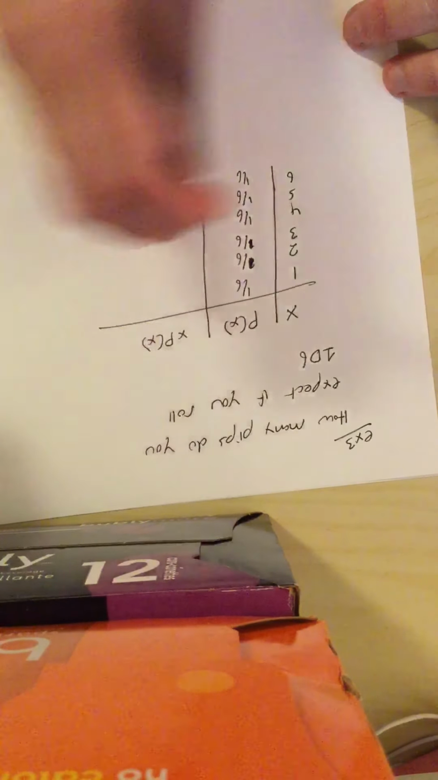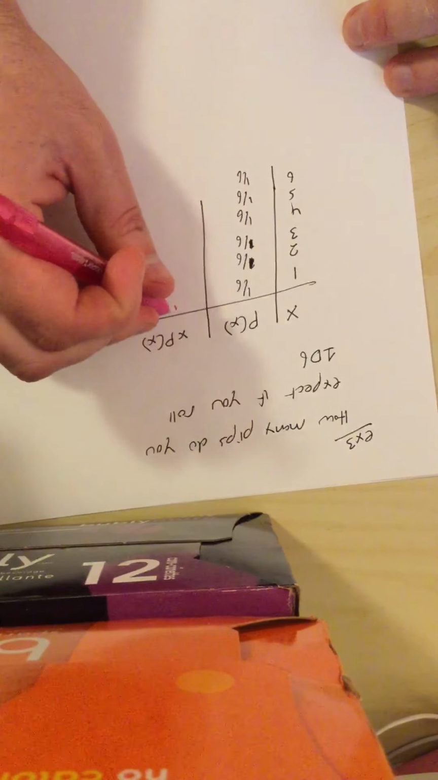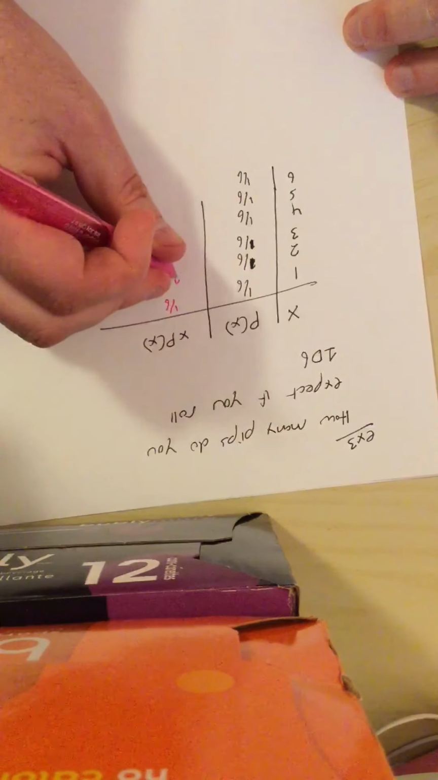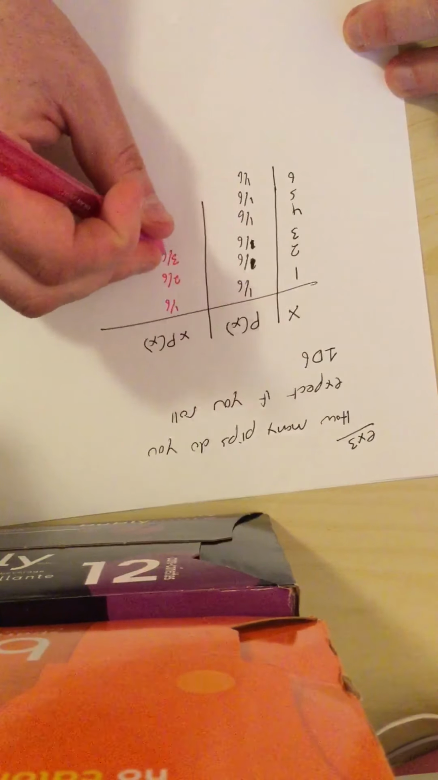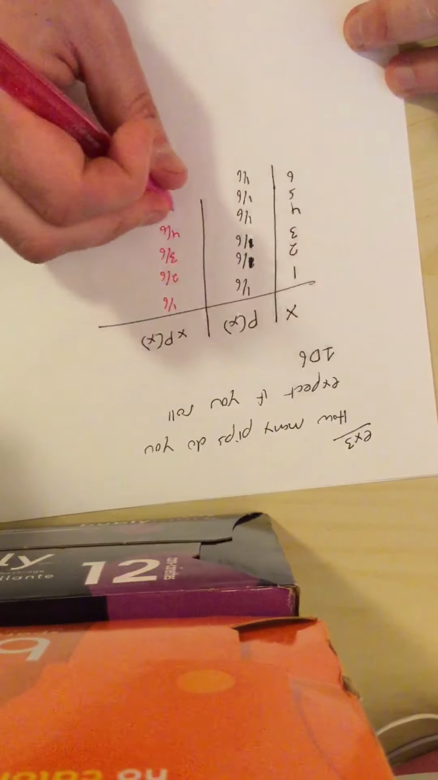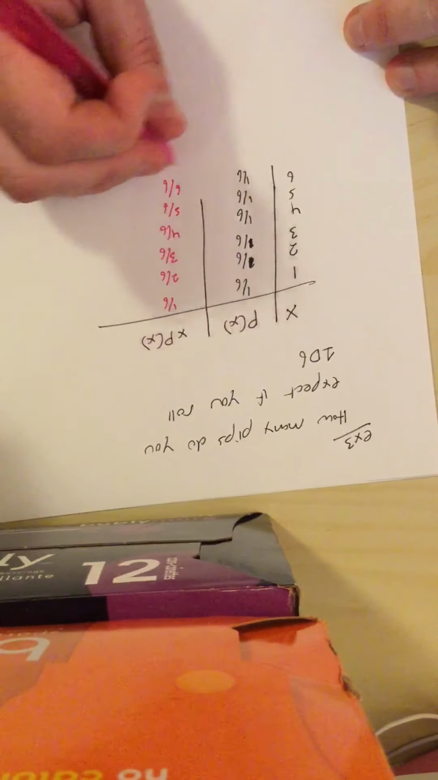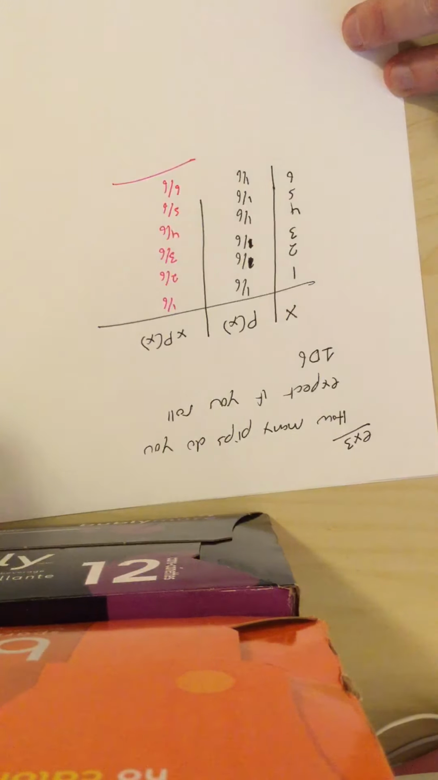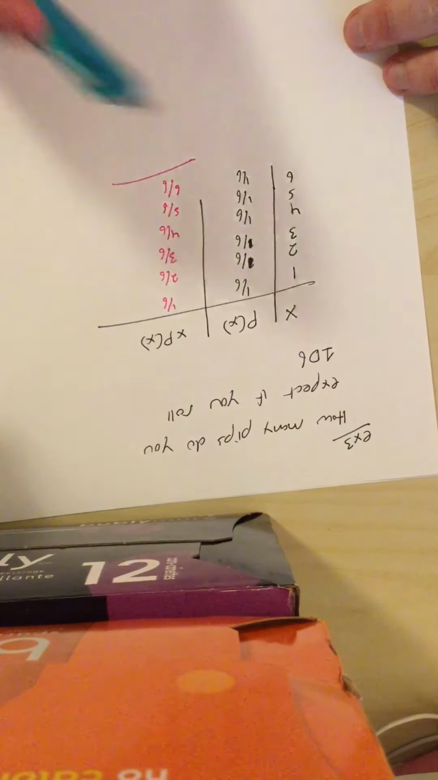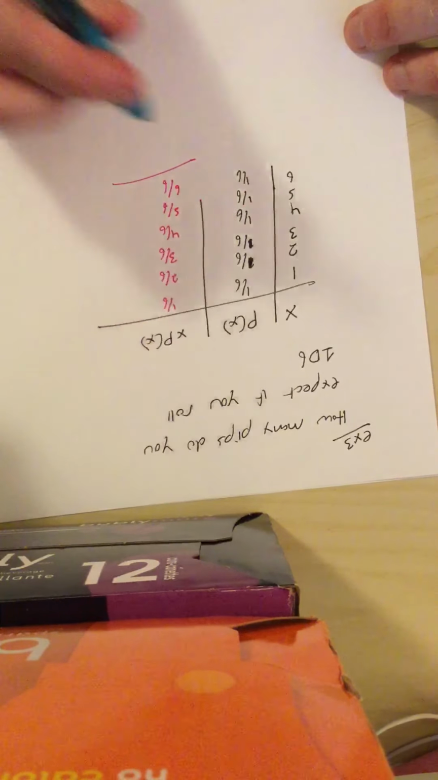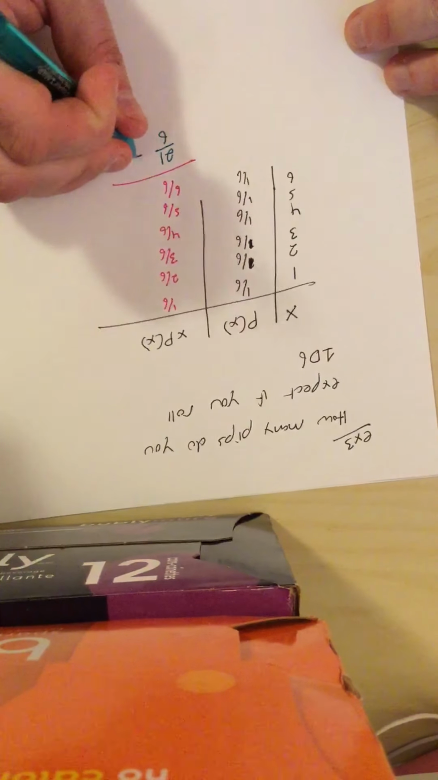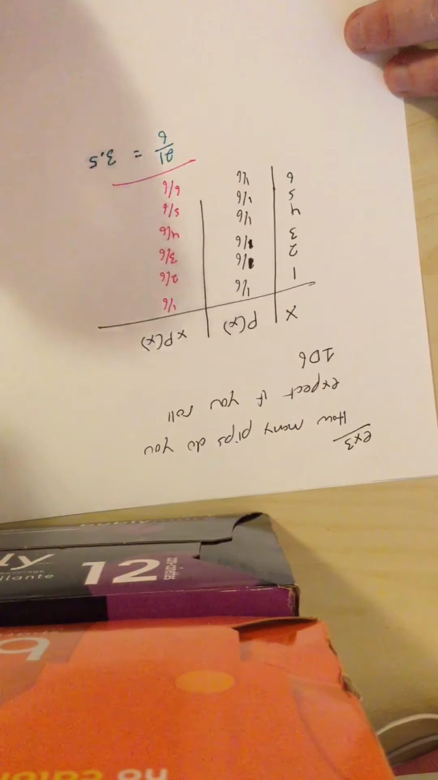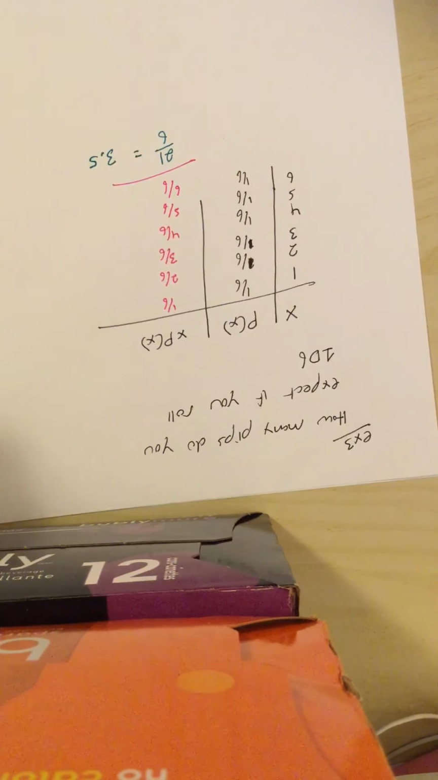Then what we have here is xpx. I jumped ahead. 2 times 1 over 6 is 2 over 6. 3 times 1 over 6 is 3 over 6. 4 times that is 4 over 6. 5 over 6, 6 over 6. And if we add that up, we get 21 over 6, which is 3.5. So if we roll a 6-sided die, we would expect to get 3.5 pips. Pips, again, are the dots on a die. That's what we would expect to get.